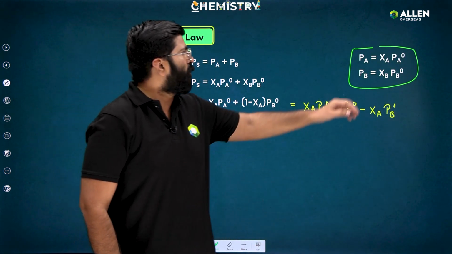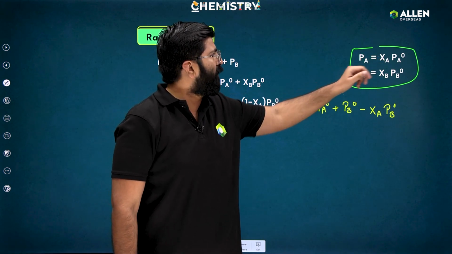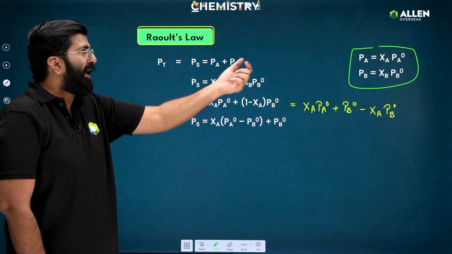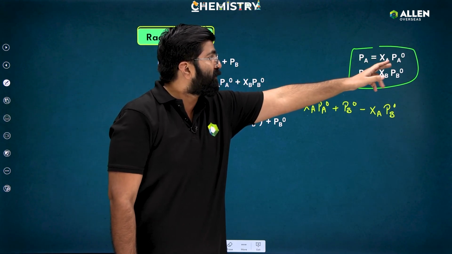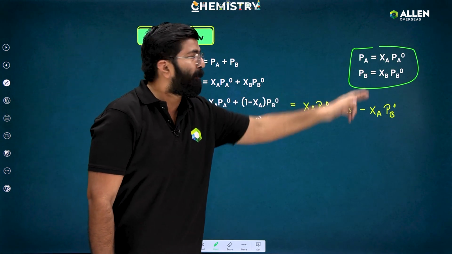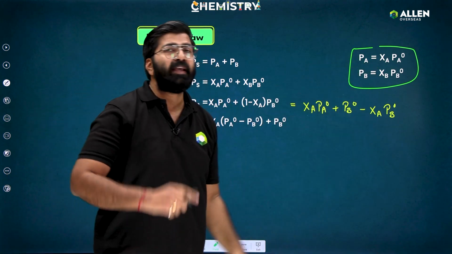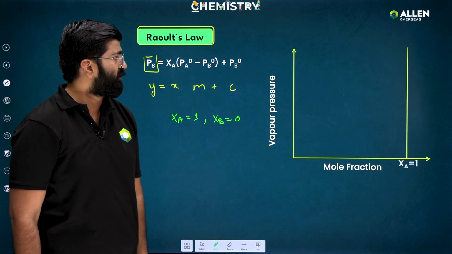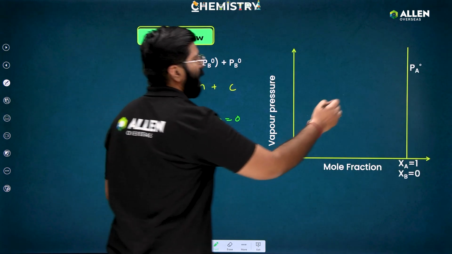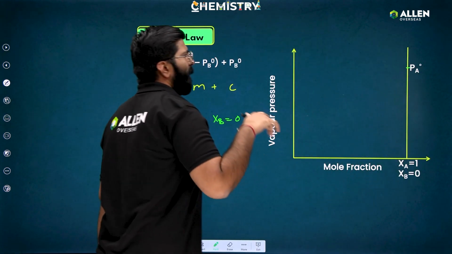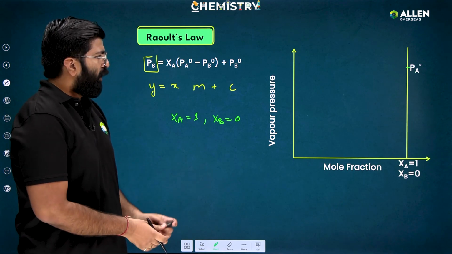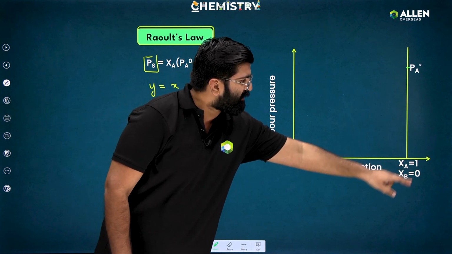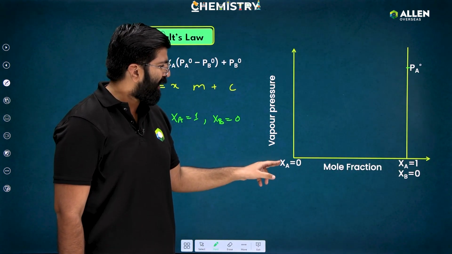So if I assume this is my 1, I can say my PA is equal to PA naught directly. Whatever the partial vapor pressure I have for the pure liquid, that will be the same for PA in this situation when my XA is equal to 1. That's why I can directly plot this part over here. Just see, this is part A. So I can directly write this over here, somewhere over here, PA naught. Now if this is true, in this situation also I can take that over here x is equal to 1, and over here I can take x is equal to 0.